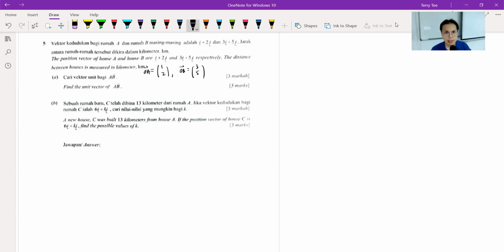The distance between the houses is measured in kilometers. Find the unit vector of AB. Before you find the unit vector, let's find vector AB. Now, I personally like to use OB minus OA. Some of you may wonder why. Picture this: I have point A here, point B here. If I want to go from A to B, I have to go from A to O, followed by O to B. So basically, AB is A to O plus O to B.